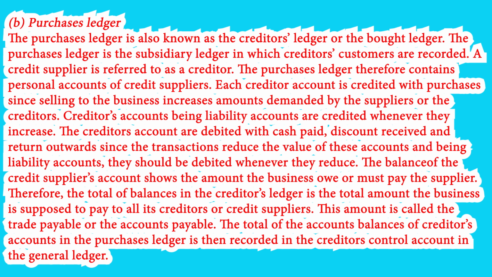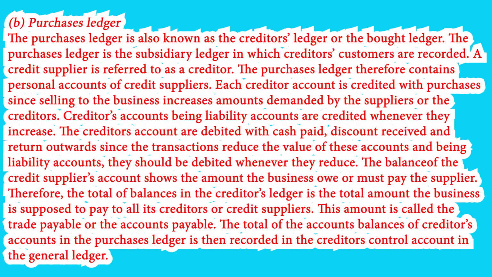The creditors accounts are debited when cash is paid, discount received, and returns outwards, since the transactions reduce the value of these accounts, and being liabilities accounts, they should be debited whenever they reduce. The balance of the creditor supplier's account shows the amount the business owes or must pay the supplier.